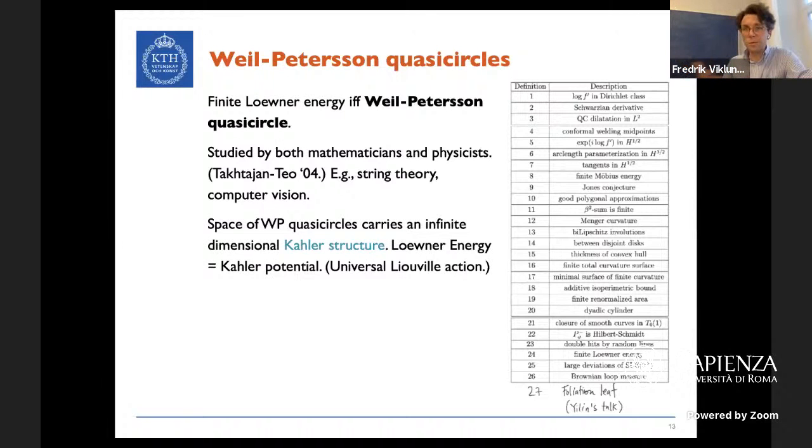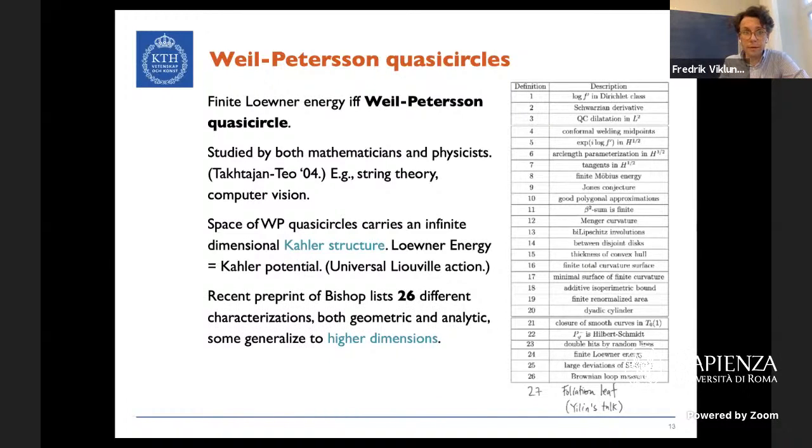And well, this is also a kind of complicated and developing story, so I won't really go into it. But this Loewner energy now characterizes this class, the property to have finite Loewner energy, but also it turns out that this class of Weil-Petersson quasi-circles, if you view them in the right way, has a lot of geometric structure. So in fact, this carries some sort of infinite dimensional Kähler structure, and this Loewner energy is in fact very closely related to this geometric structure. So this one can read about, for instance, in Takhtajan and Teo.